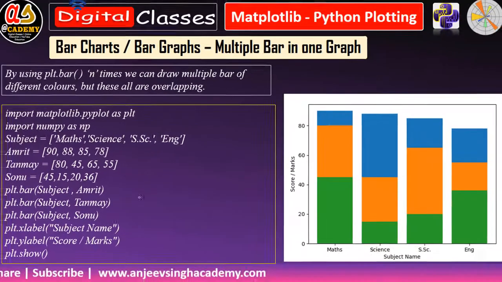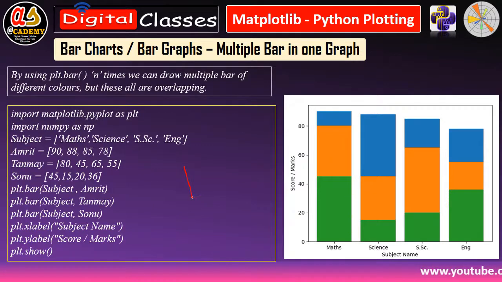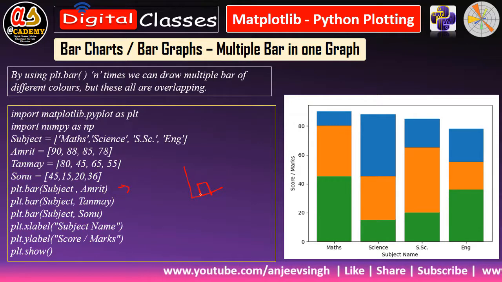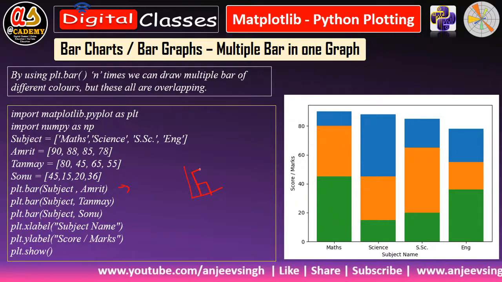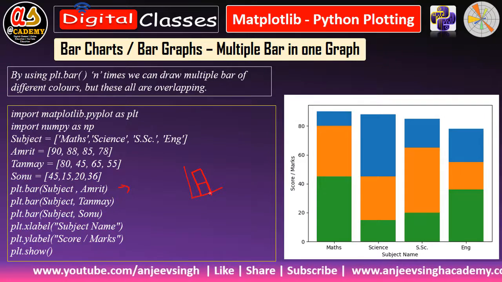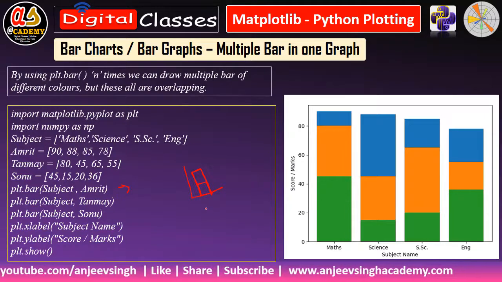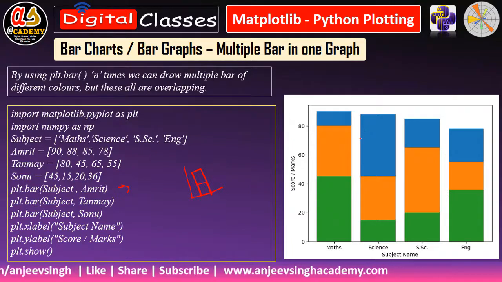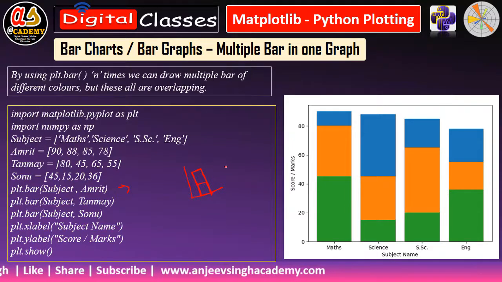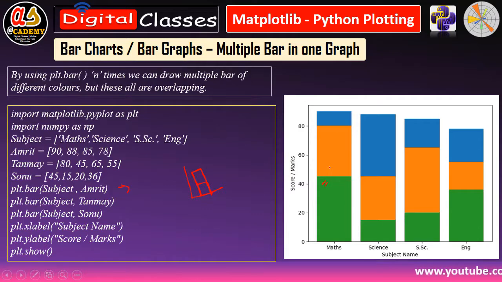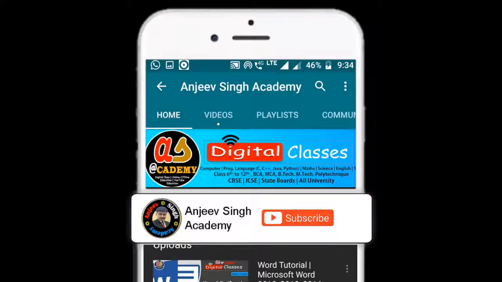Actually, what happened is that first it tries to make the bar on the basis of the first bar method. Then it tries to make another bar on the basis of the second bar method. If the value of the second bar is greater than the first bar, then the first bar gets hidden by the second one. But if the first is longer than the second, then you are able to visualize it, because different colors are automatically given.